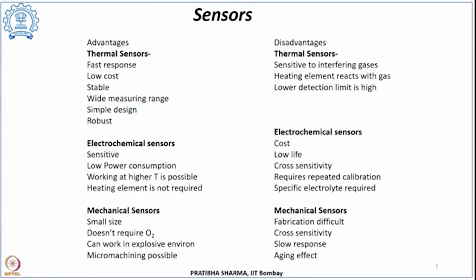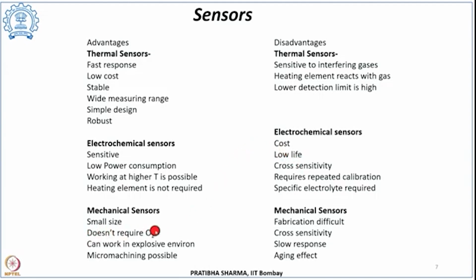The other class of sensors we have seen was electrochemical sensors. They are sensitive, they require lower power, a higher working temperature is possible with these types of sensors, and we are not using any heating element in these types of sensors. But the cost is the major challenge with these. The cost is higher, there are specific electrolyte requirements which increase the cost, they have a low life, then there is a cross sensitivity from the interfering gases, and calibration is frequently required in electrochemical sensors. So, these are the disadvantages associated.